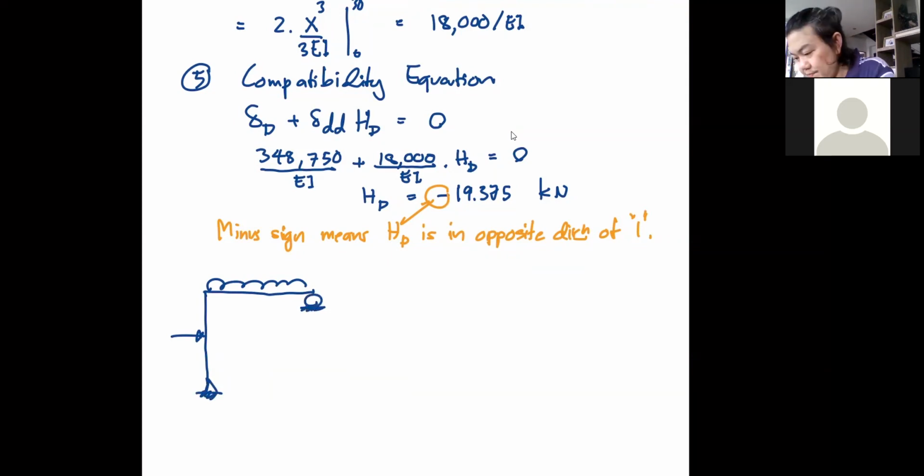Which is 20, 50, and 70. Now you can add this if you believe in superposition.